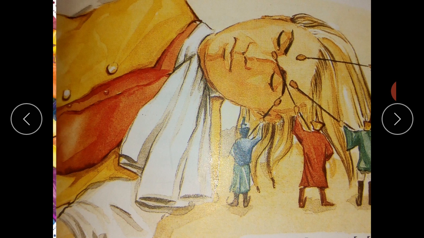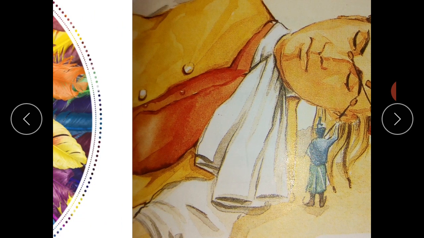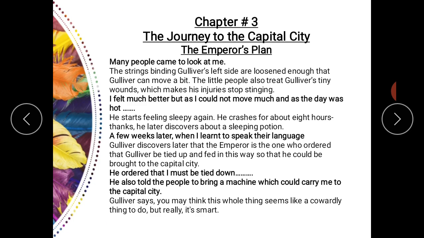Okay, let's see the journey to the city. The journey to the city, and there the first topic is the emperor's plan. Many people came to look at me. The strings binding Gulliver's left side are loosened enough that Gulliver can move a bit. Do you remember the picture that I showed you earlier?